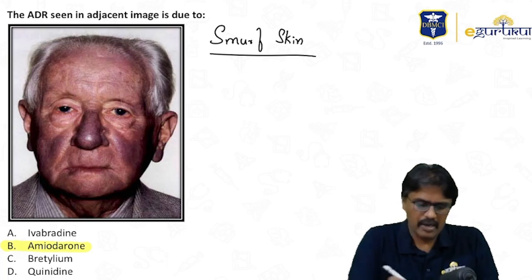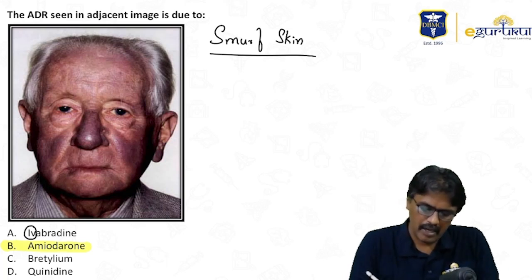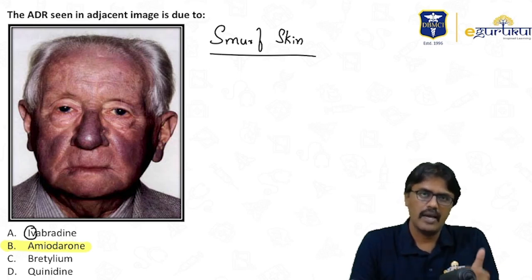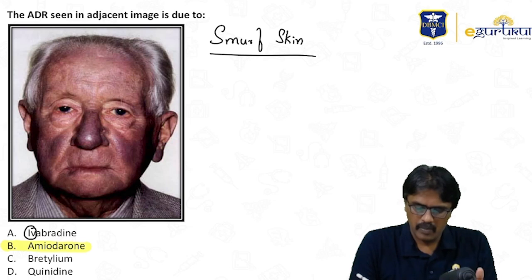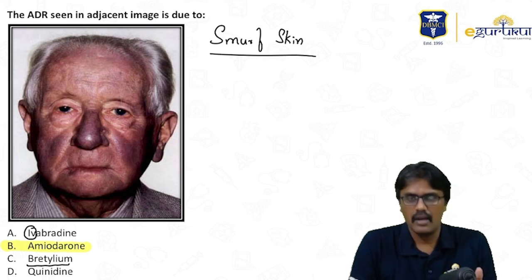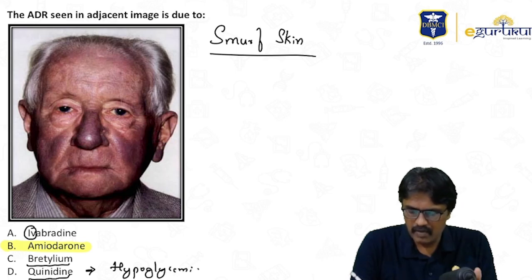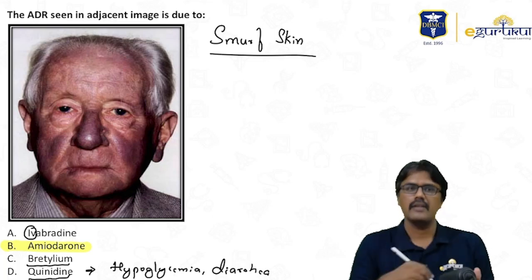Now, what about ivabradine? Ivabradine, you remember IV, so it causes impairment of vision, and it is used in angina as well as CHF. Bretylium is a class 3 antiarrhythmic. Quinidine is a class 1A antiarrhythmic. Mainly quinidine causes hypoglycemia. The main problem with this is hypoglycemia, and it can also cause diarrhea.